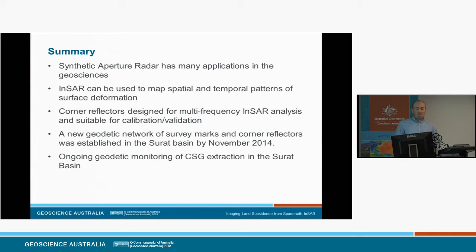So I'll leave you now with a summary. Synthetic aperture radar has many applications in the geosciences, and one in particular is a geodetic technique called InSAR, which we can use to map spatial and temporal patterns of surface deformation. I've talked to you about the design of corner reflectors, which we've been using for multi-frequency InSAR analysis and for calibration and validation activities. And I talked to you about the construction of a new geodetic network that we've deployed in Queensland to help with future geodetic monitoring in this region.